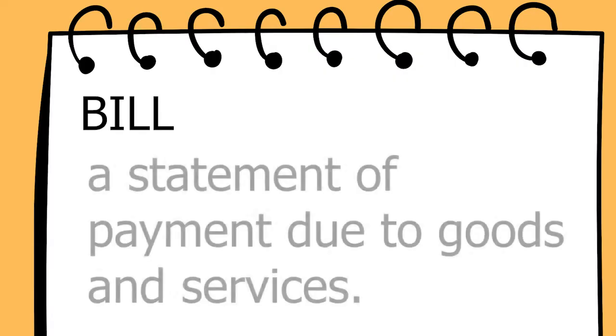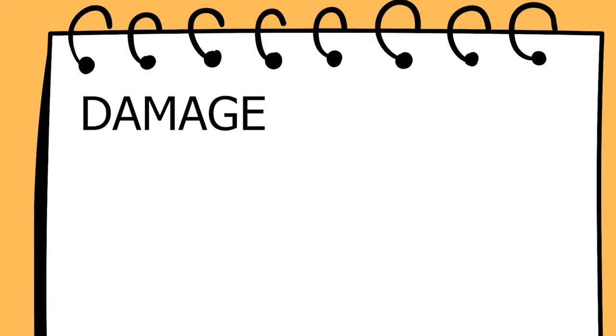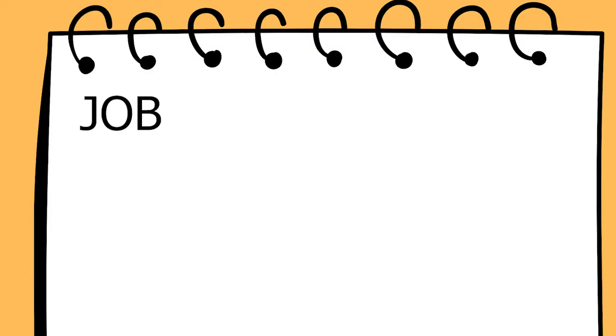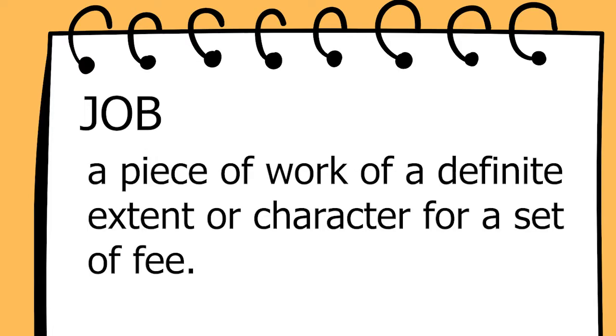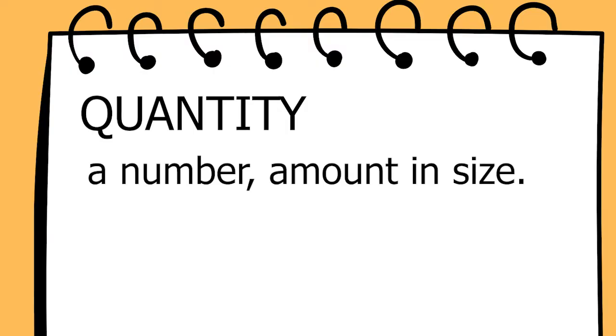Bill, a statement of payment due for goods and services. Damage, a destruction, injury, or harm to a person or thing. Job, a piece of work of a definite extent or character for a set fee. Material, the stuff upon which a thing is made. Quantity, a number or amount in size.